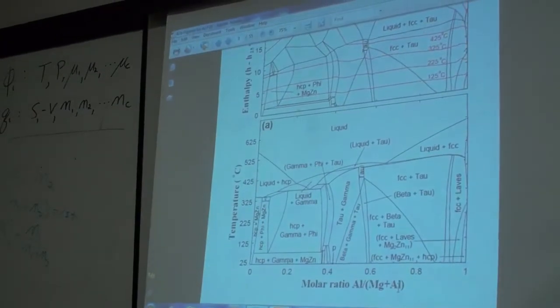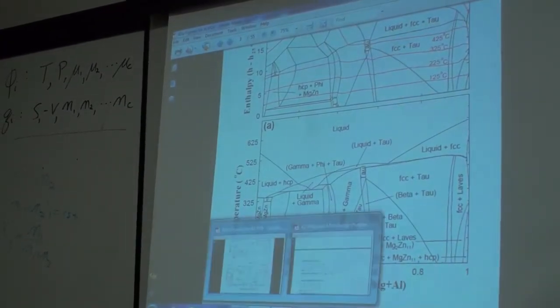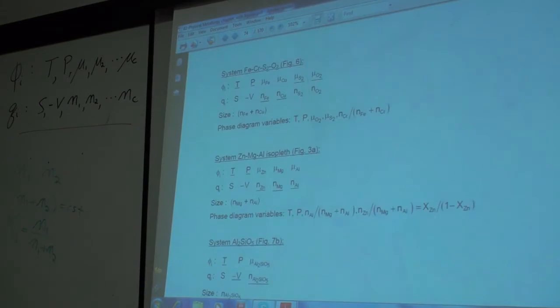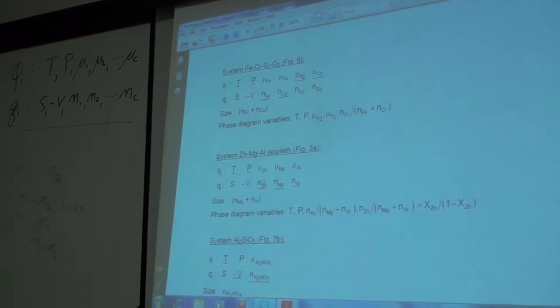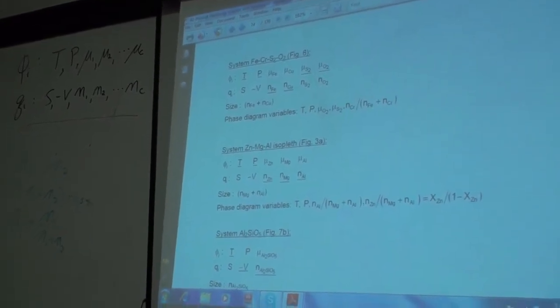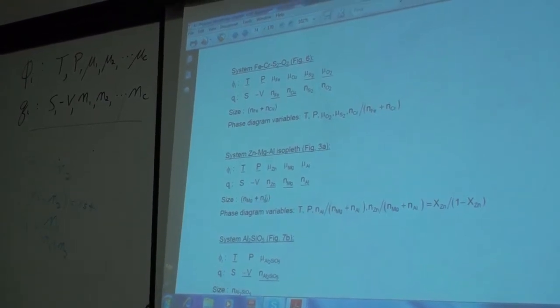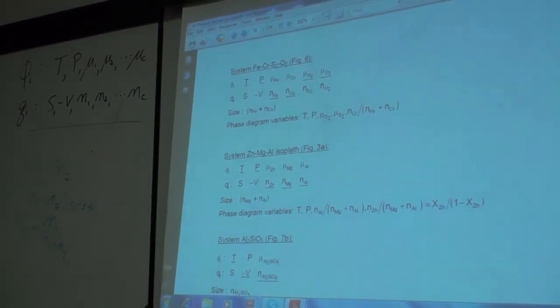Go to figure 3A. This was this isopleth that I've talked about several times. You're plotting temperature versus the molar ratio of aluminum to magnesium plus aluminum. And that's then here with the temperature, pressure. You have the three mole numbers constant. I'm choosing my size as magnesium plus aluminum. And my phase diagram variables are temperature, pressure, normalized aluminum over magnesium plus aluminum, normalized zinc over magnesium plus aluminum.